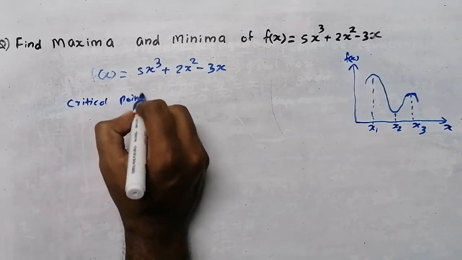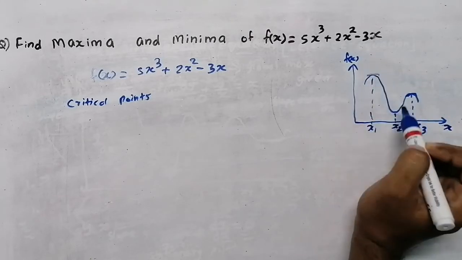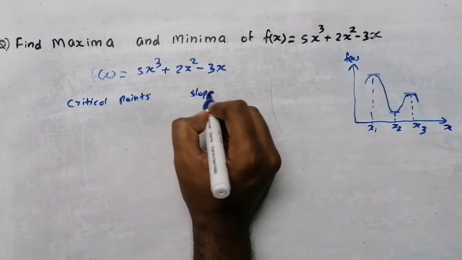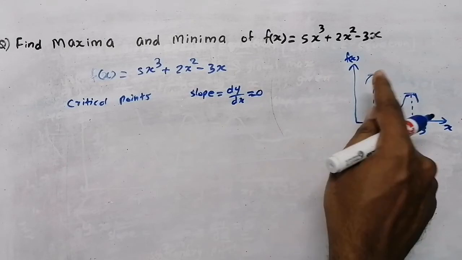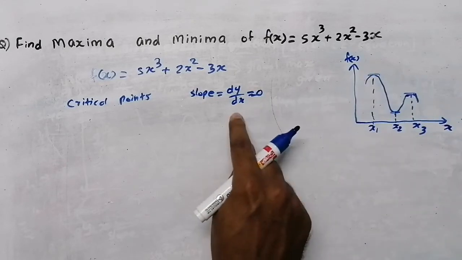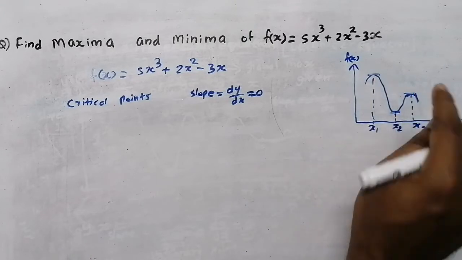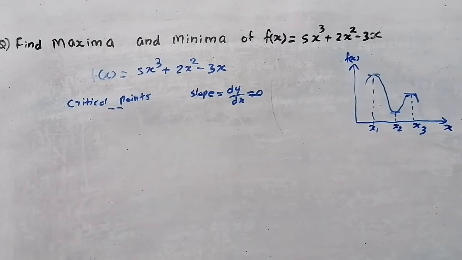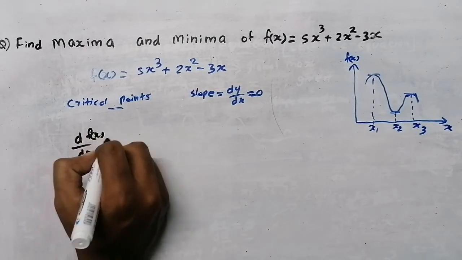How to find critical points? We know at maxima and minima, our slope will be equal to 0. So the slope, that is dy by dx, will be equal to 0 at maxima and minima. So if we differentiate this function, we will get the maxima and minima points, and those points are known as critical points. So let us differentiate our function f of x. I am going to differentiate.